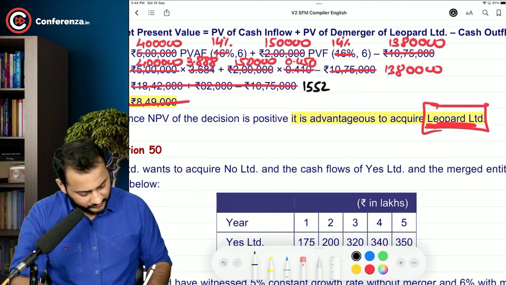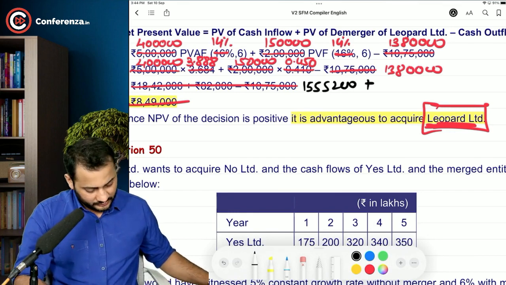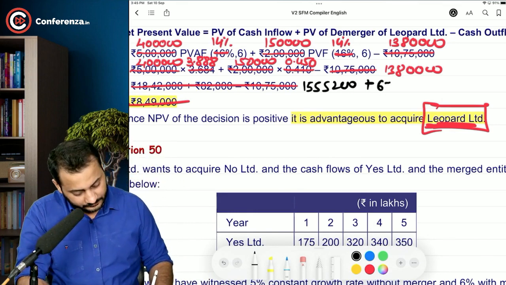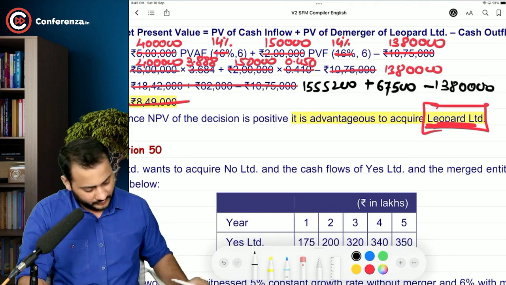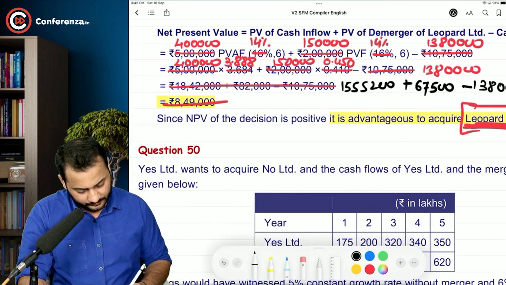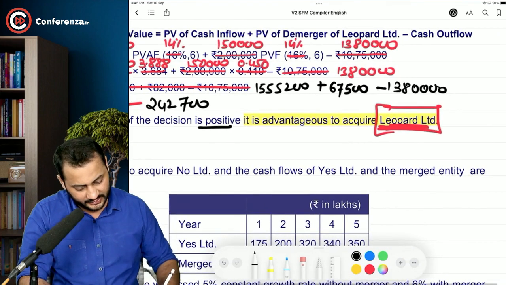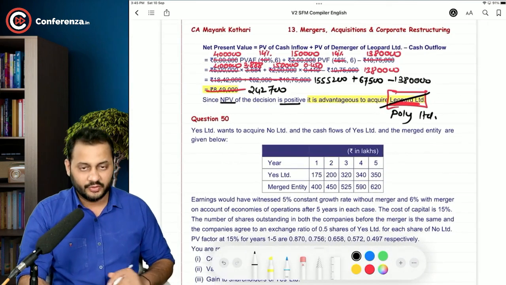15 lakh 52,000, 55,200 plus 1 lakh 50,000 into 0.456 minus 13 lakh 80,000. That's 2,42,700. Since NPV is positive, it is advantageous to acquire Poly Limited. That's it. This is how you have to make the changes.